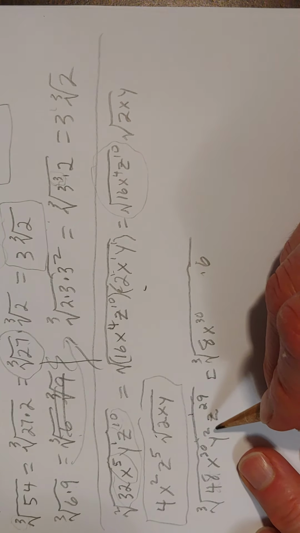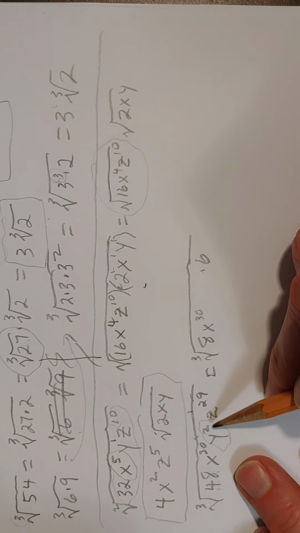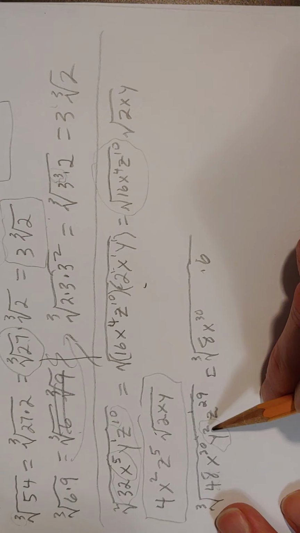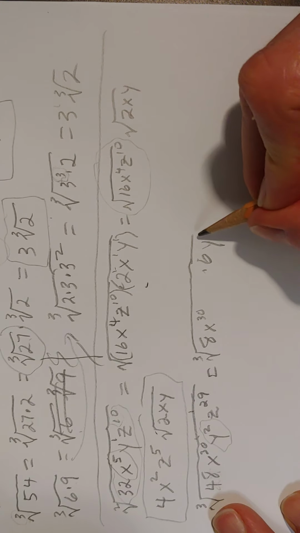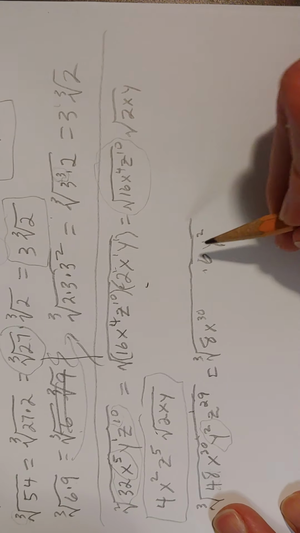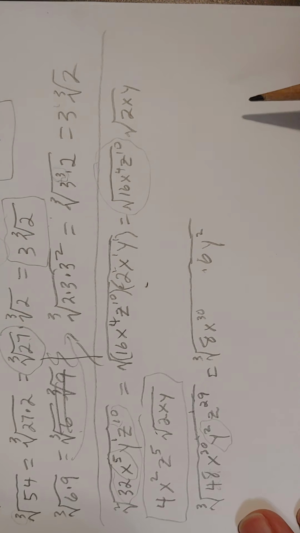Y squared. In order for this to have a perfect cube in it, the exponent, when you have variables, must be greater than or equal to the index. It has to be 3 or greater. It's not. Y squared has no perfect cube in it, so I'm going to put it over here in the factor that is the non-perfect cube part.